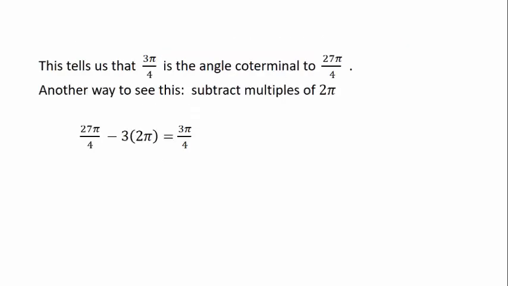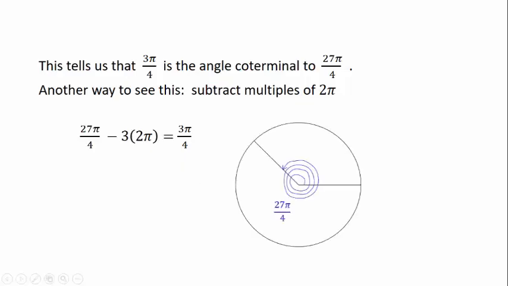So let's write this in a little bit of a different way, and I think it'll make more sense. Another way to see this is to think about subtracting multiples of 2 pi. So what we've done is we've subtracted 3 2 pi's, and that gives us 3 pi over 4. So let's look at this in terms of a diagram, and I think it'll definitely make more sense.